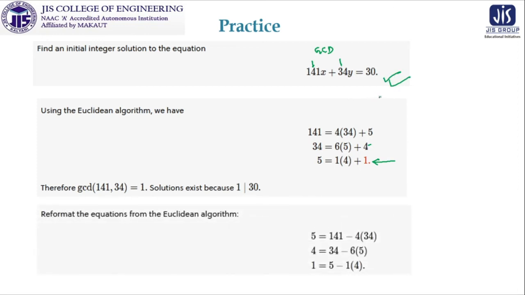So we have to reform using the Euclidean algorithm. Reform means we have to write 1 in terms of 4 and 5, then 4 in terms of 5 and 34, and then 5 in terms of 141 and 34, so that we can write 1 ultimately in terms of 141 and 34. So these are there, this is coming from this line, then 4 is equal to 34 minus 6 into 5, this is coming from this line, and so on. In the next slide we will see the complete reformation.